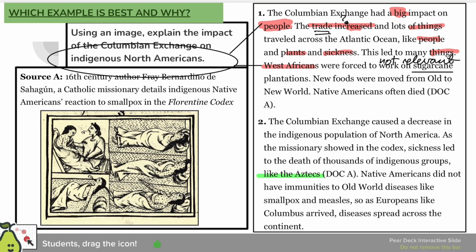New foods were moved from old to new world. Again, nothing about foods in here. We're talking about disease. And then the very end, Native Americans often died from what? You just transitioned from foods to death. It's supposed to link to smallpox, to sickness, and instead you just went from food to death.